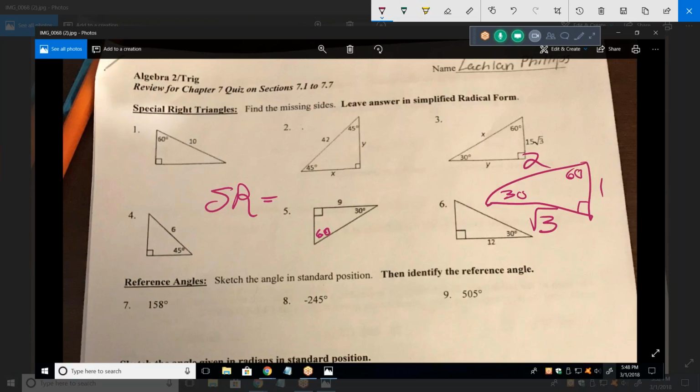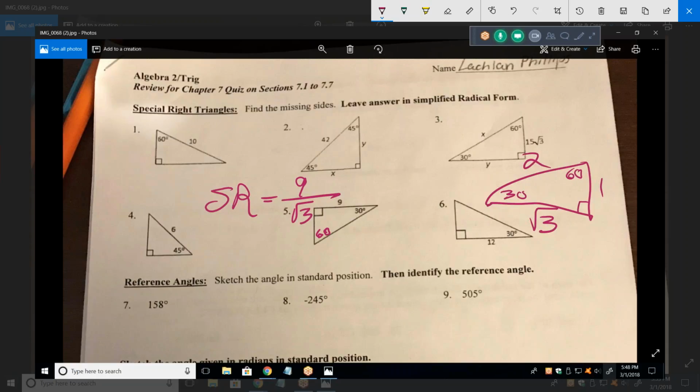9 divided by root 3. I can see you struggling, and you don't need to be struggling. The 9 is opposite the 60-degree angle. So all you do is find the side that's opposite the 60-degree angle. So 9 divided by root 3. Not 9 root 3, that's a different answer. Okay?